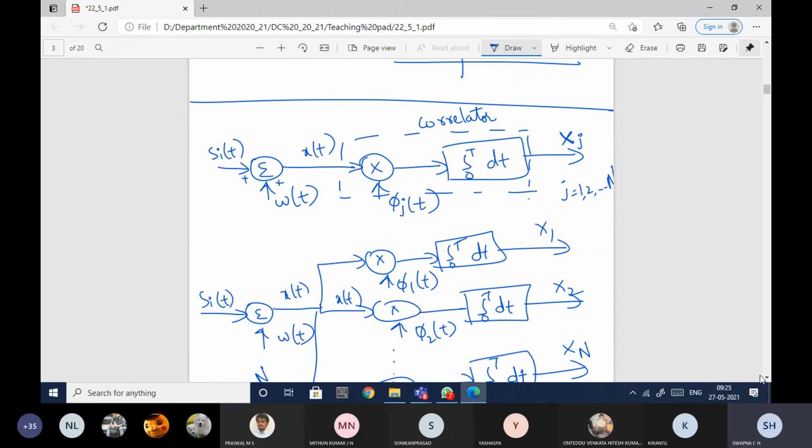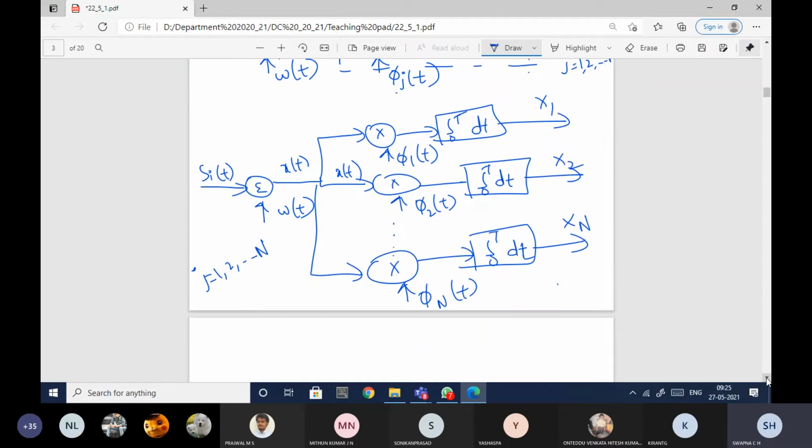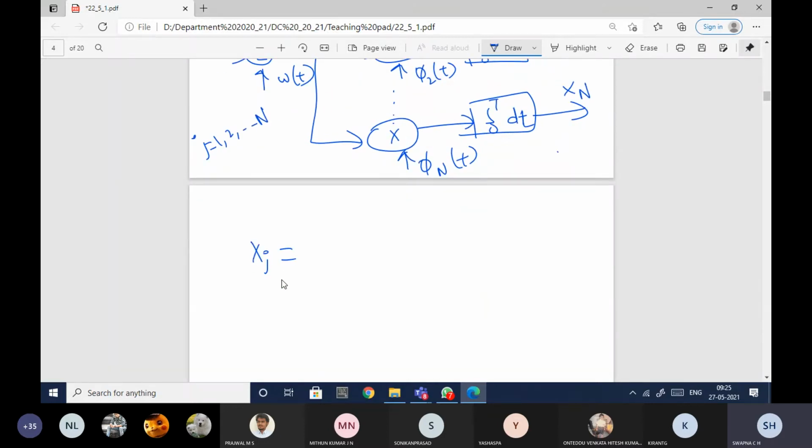So this is how it will happen at the receiver end. Here I need to find xj. In order to find xj, x of t gets multiplied with phi j of t, so that I have x of t into phi j of t, and then xj is the integral of this input. So I can write xj finally as the integral from 0 to T of x of t times phi j of t dt. This is your xj.